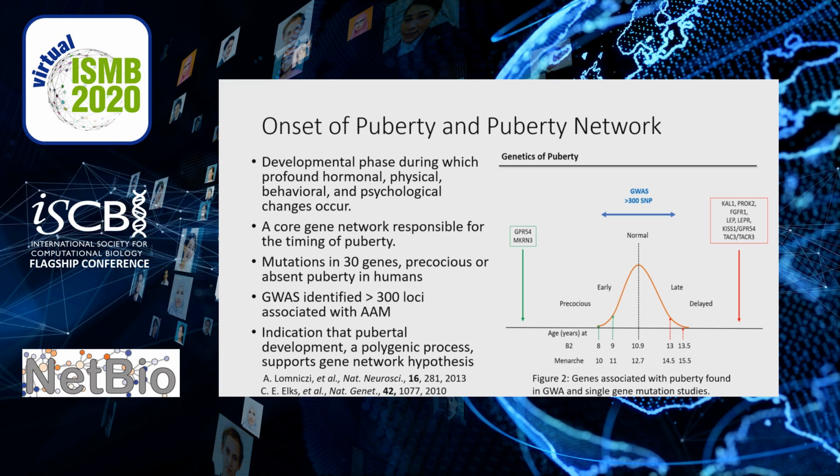In humans, mutations in about 30 genes were found associated with early or absent puberty. Genome-wide association studies identified more than 300 genetic loci associated with the age when girls first start menstruating. This is a clear indication that puberty development is a polygenetic process. The whole initiation of puberty network is complex, with clusters of different functional genes working together, and it is still not completely understood.